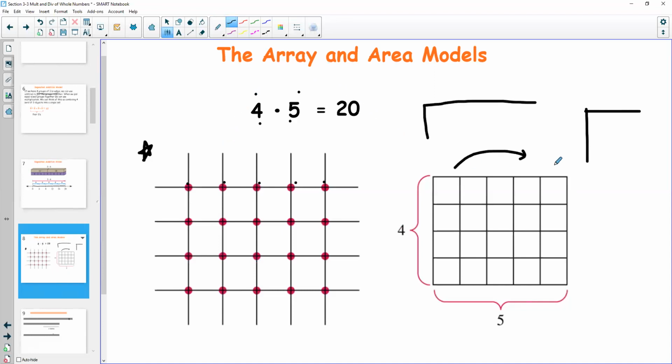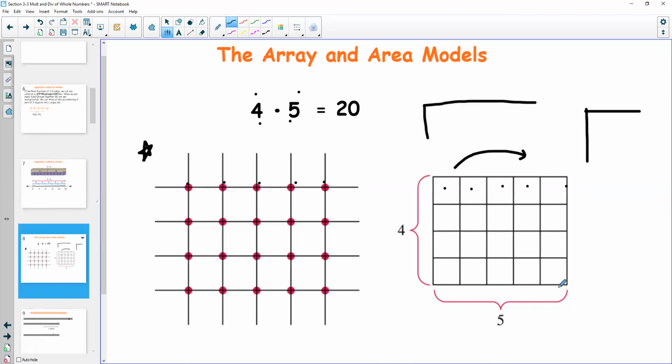So area models are really important. Area models help kids learn to multiply. This is 5 groups of 4 or 4 groups of 5, depending on how you look at it. So it helps them get a picture in their head that they can then return to get a quick answer. But area is also a skill, right?